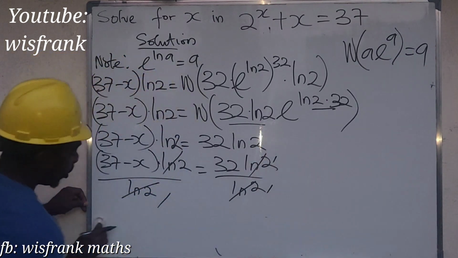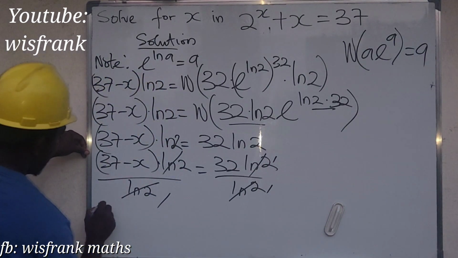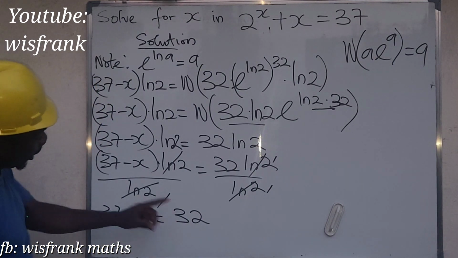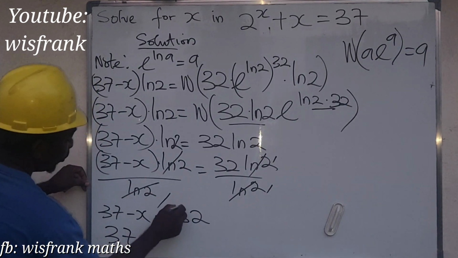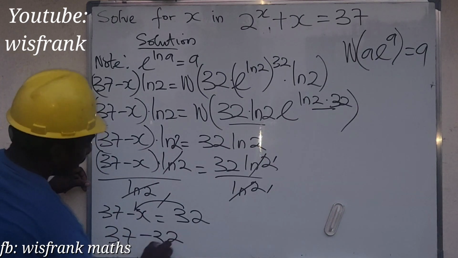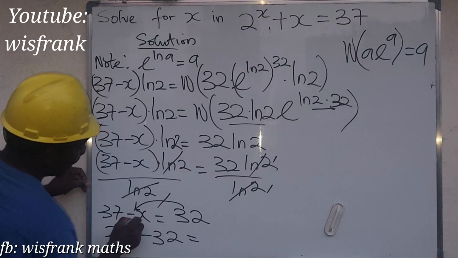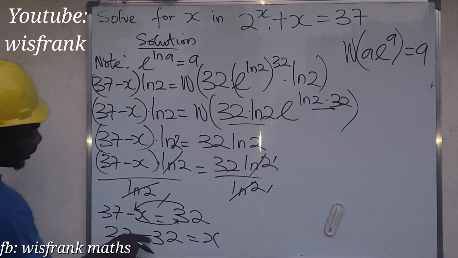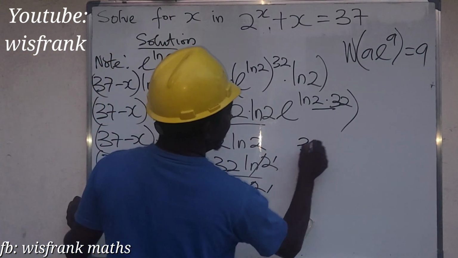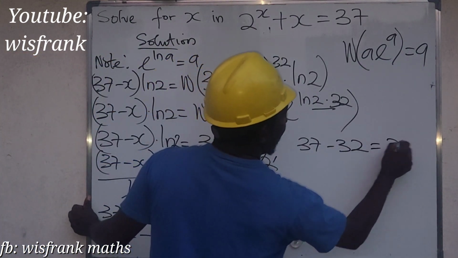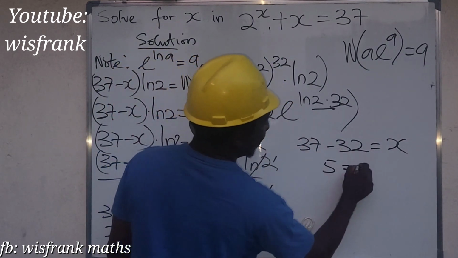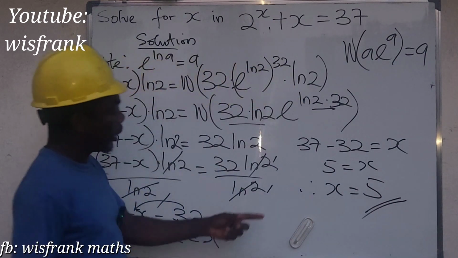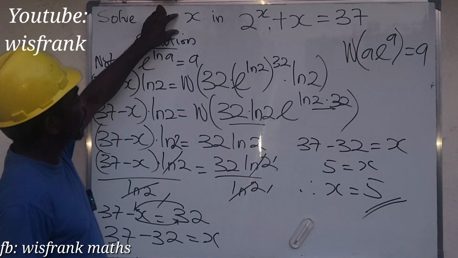So we are now left with what we have there on the board: 37 minus x equals 32. In this case, we will collect like terms. So we have here 37. 32 will be transposed to this other side and become minus 32 equals, minus x will be transposed to this other side and become x. So here we have 37 minus 32 equals x. 37 minus 32 equals 5. Then 5 equals x. Therefore, our value of x equals 5, and it satisfies this expression.